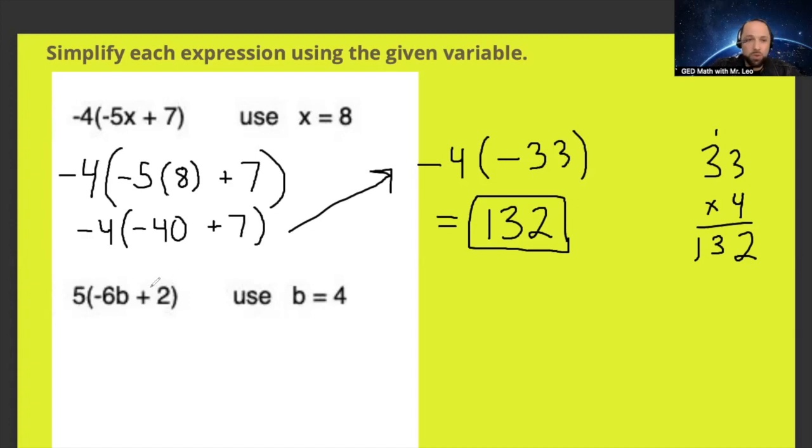We're going to rewrite it. We're going to replace B with 4. Remember, use parentheses. Bring down the 5. Open up the original parenthesis. Bring down the minus 6. Now here I have the letter B. We're going to open another parenthesis, put the 4 in there, close that parenthesis, and then we're going to bring down the rest of it. So bring down the plus 2 and then close the first parenthesis.